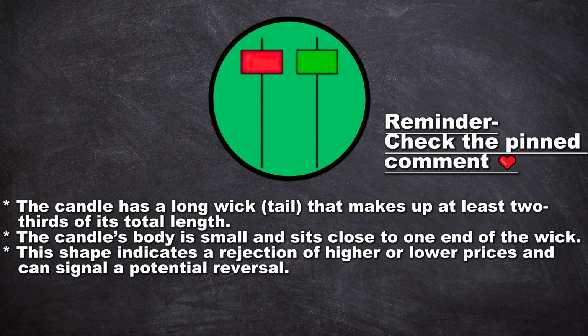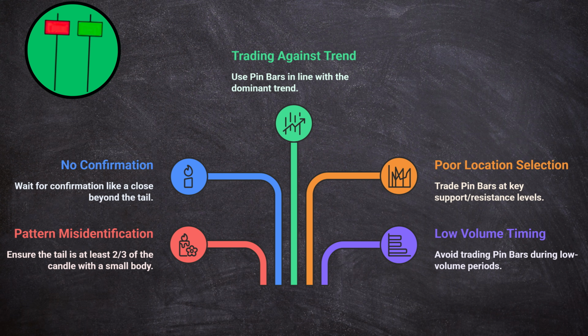I've seen a lot of traders make them. Pattern misidentification. Not every long wick candle qualifies as a pin bar. The tail must be at least 2/3 of the entire candle, with a small body near one end. Entering immediately after the pin bar formation often results in poor timing. Wait for confirmation, such as a close beyond the tail or follow-through candle.